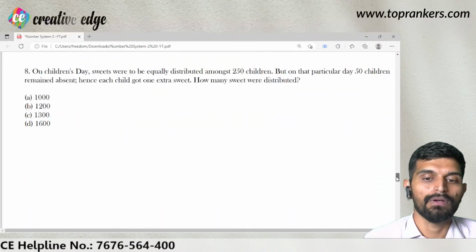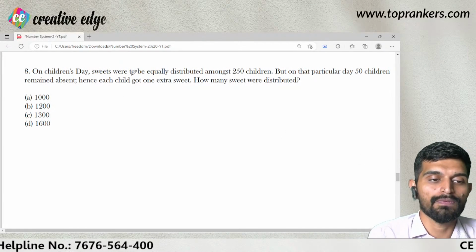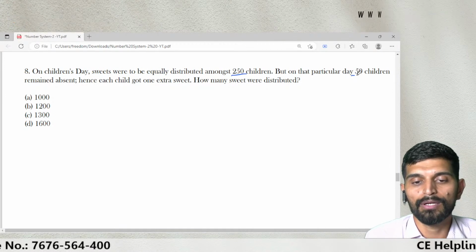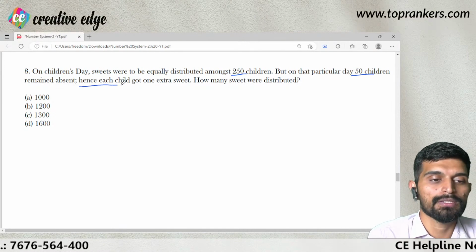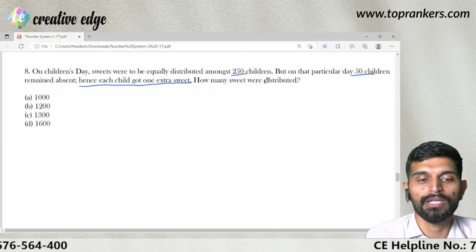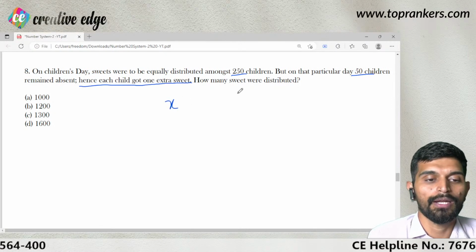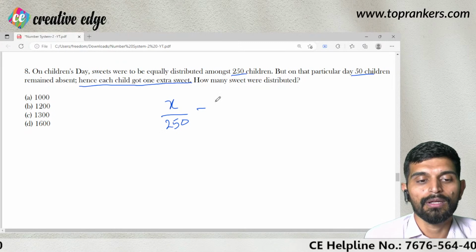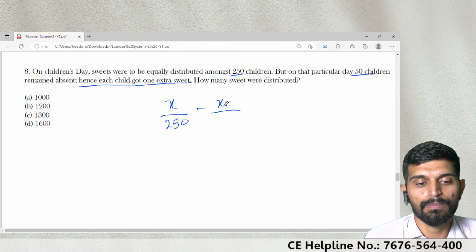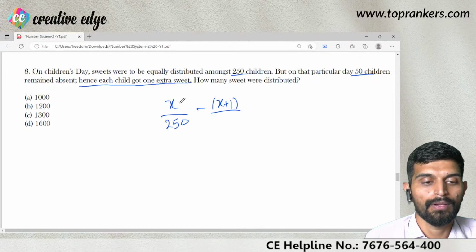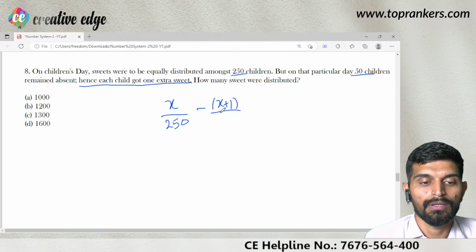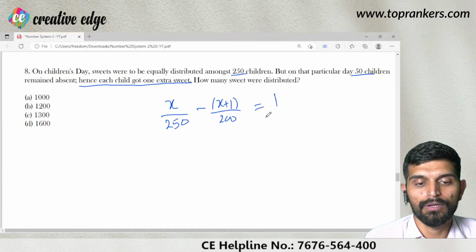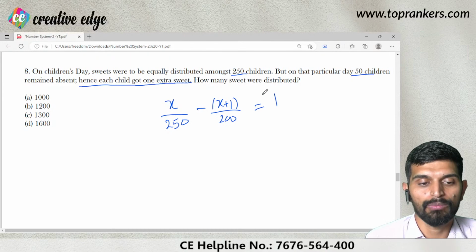Next we have, on Children's Day, sweets were to be equally distributed among 250 children, but on that particular day, 50 children remained absent. Hence, each child got one extra sweet. How many sweets were distributed? So let's say X number of sweets were distributed among 250 children. Then X plus 1 divided by 200 would be equal to 1 because each child got one more extra sweet.